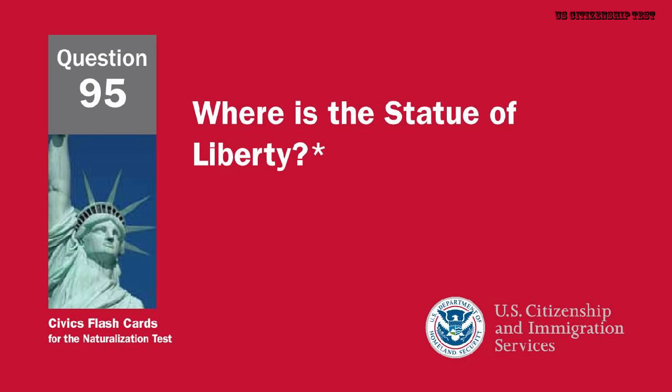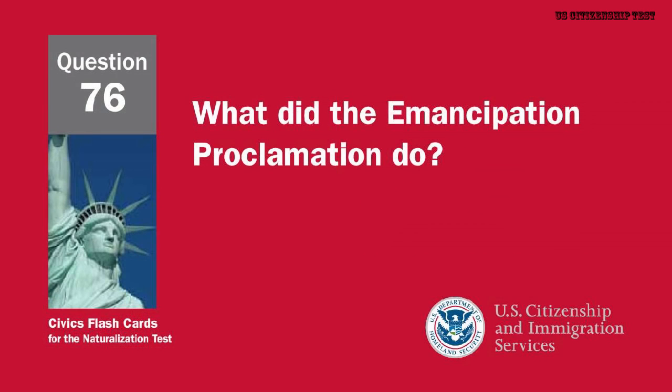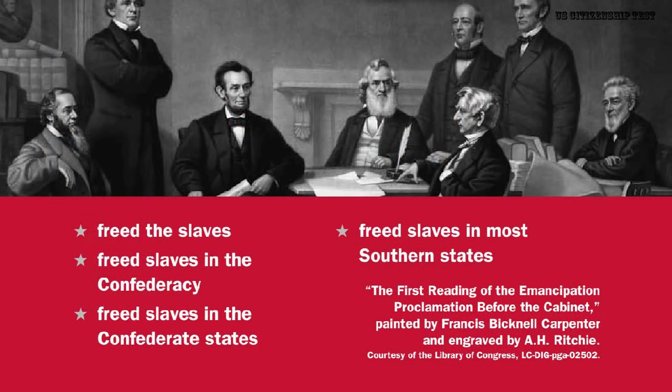Where is the Statue of Liberty? New York Harbor. Liberty Island. Also acceptable are New Jersey, near New York City, and on the Hudson River. What did the Emancipation Proclamation do? Freed the slaves. Freed slaves in the Confederacy. Freed slaves in the Confederate States. Freed slaves in most southern states.